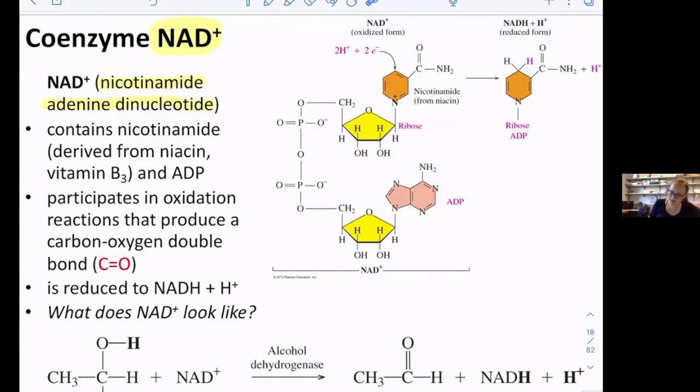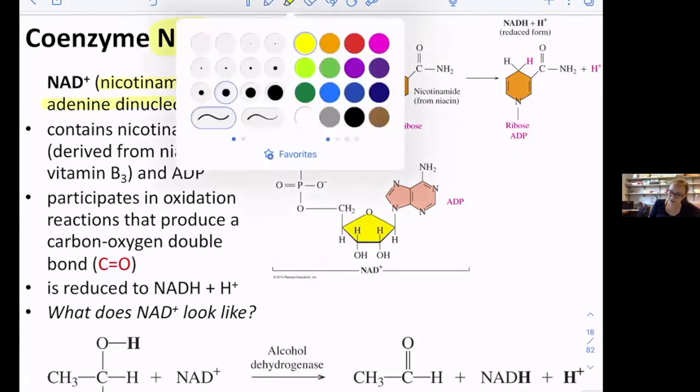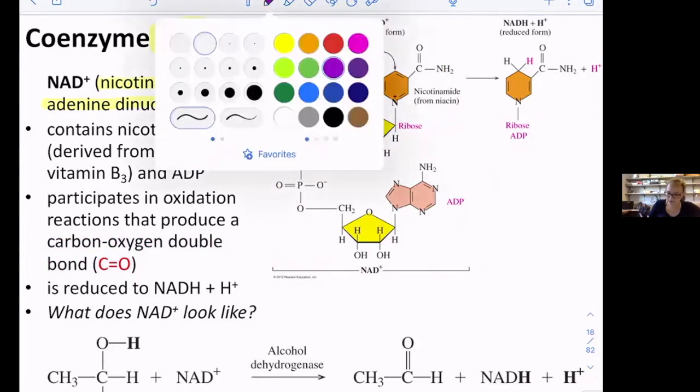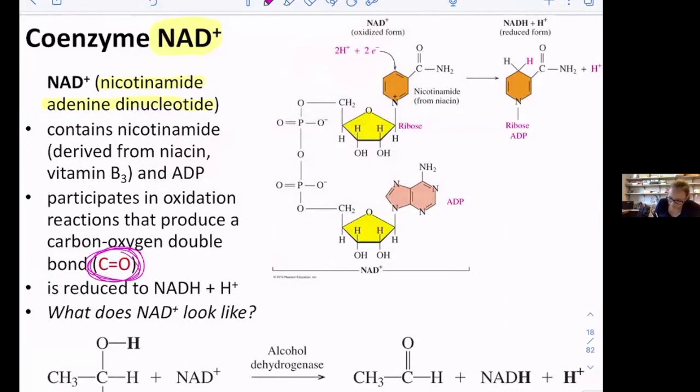So what this does, let's do a new color. I like fun colors. It participates in oxidation reactions that produce carbon-oxygen double bonds. So specifically, let's just circle it a bunch. Carbon-oxygen double bonds. So anytime you go from a carbon-oxygen single bond to a carbon-oxygen double bond, you're going to be using this coenzyme to accept the hydrogen.